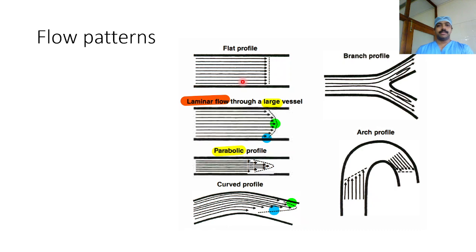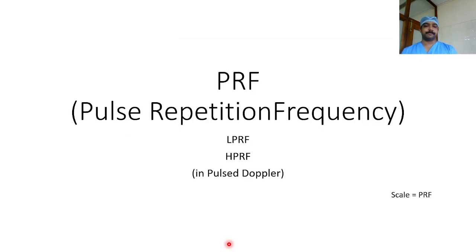Just to show a picture, this was there in Fegan, showing the various flow patterns: the flat profile, where laminar flow has a higher velocity at the center and lower at the edges. Then there is a parabolic profile, a curved profile, then an arch profile, typically in the aortic arch, then a branch profile. All these are various flow patterns.